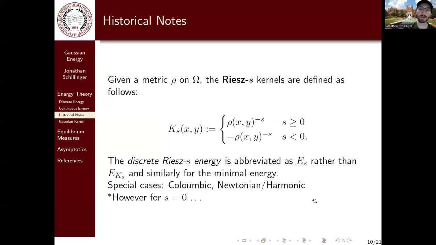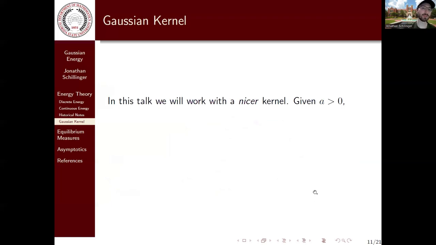So instead, let's look at a nicer kernel. With a different parameter, we'll call this a, which we restrict to be positive. It can't be negative and it can't be 0. Then the Gaussian kernel is defined as the exponential of minus this parameter times your metric squared. Now notice these kernels are great. Not only are they lower semi-continuous like the Riesz kernel was, which is what we usually want our kernels to be in energy theory, they're continuous in the actual sense.